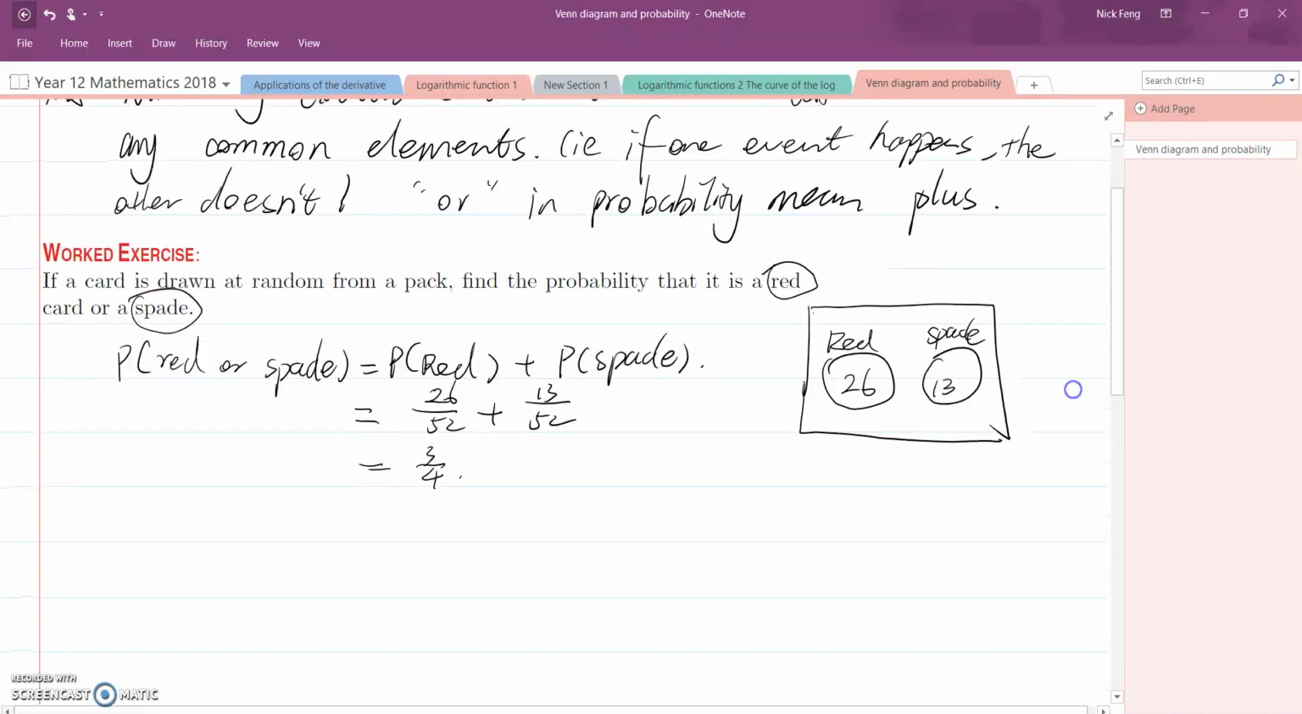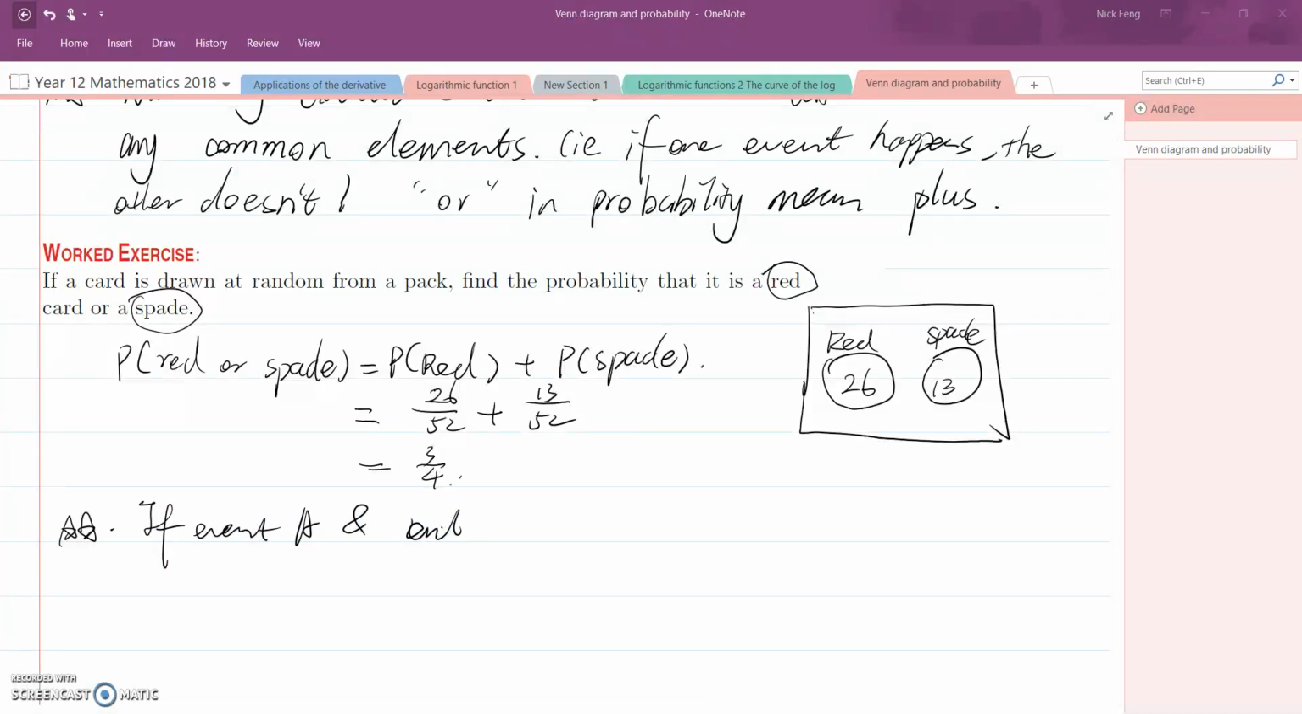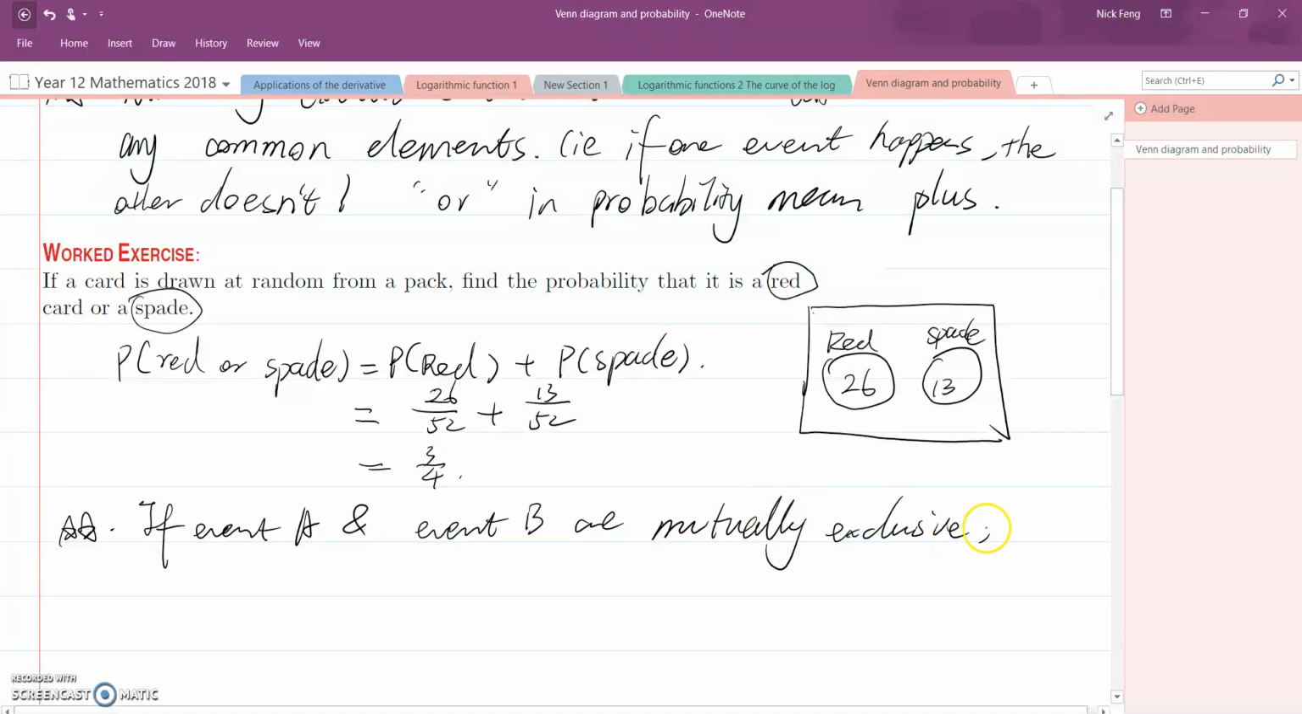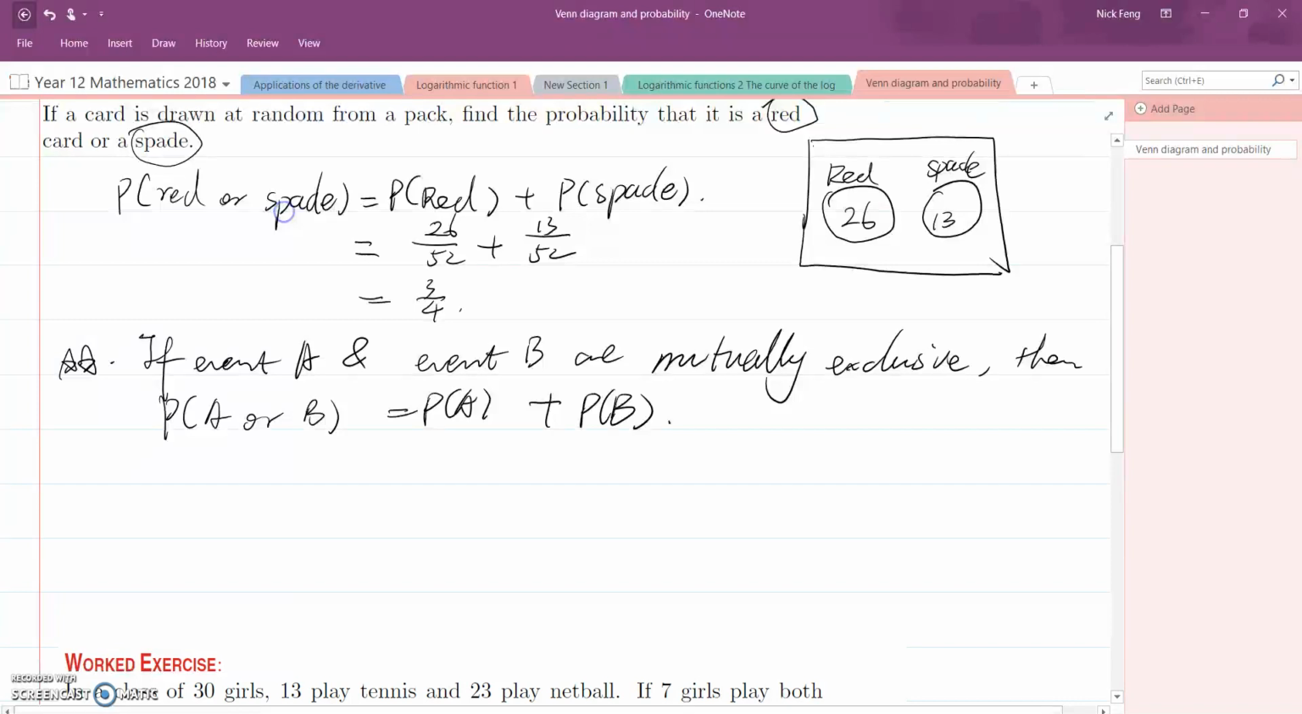So in other words, if two events are mutually exclusive, if events A and, excuse me, events B are mutually exclusive, then the probability of A or B is equal to the probability of A plus the probability of B. So that is basically the rule if two events are mutually exclusive.